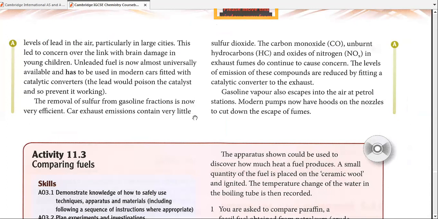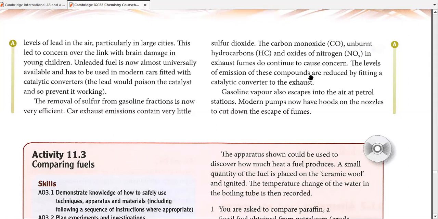Car exhaust emissions contain very little sulfur dioxide, carbon monoxide, unburnt hydrocarbons, which are simply coded as HCs, and oxides of nitrogen, which are coded as NOx, because oxides of nitrogen can be present in the form of NO2 or NO, or there are other oxides as well, such as N2O5, N2O, N2O3. So we simply write them as NOx, which means all the oxides of nitrogen. They are present in exhaust fumes and do continue to cause concern, but these are very little amounts.